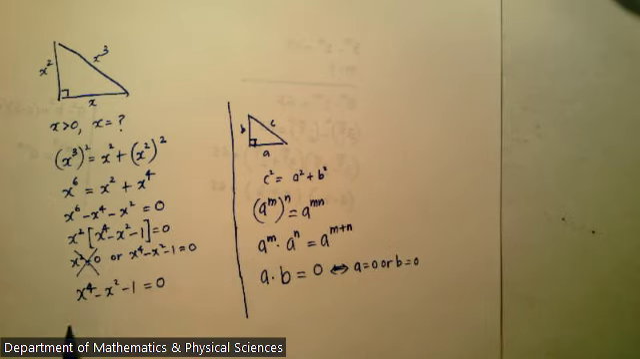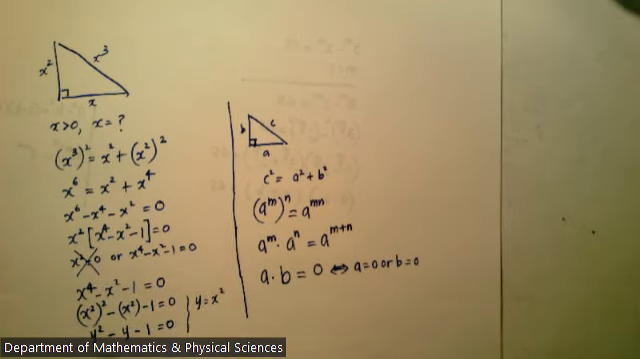How to solve this? We can rewrite this by converting it to quadratic form. We can rewrite this like x to the power 2, to the power 2, minus x squared minus 1 is equal to 0. Now if we use a little substitution, like y to be x squared, this will be like y squared minus y minus 1 is equal to 0.